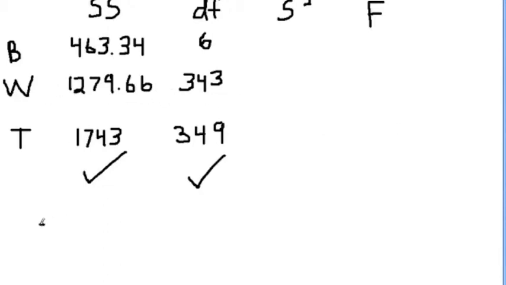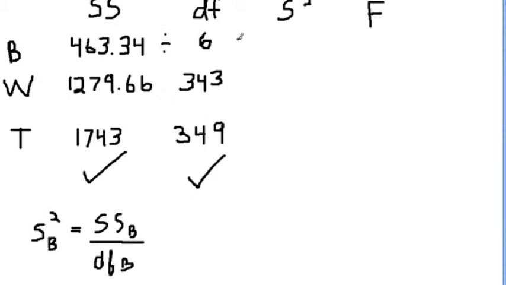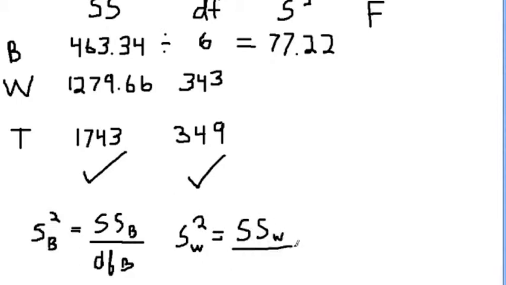So the formula for variance between is equal to the sums of squares between divided by degrees of freedom between. So we just divide straight across. 463.34 divided by 6 equals 77.22. And the same thing goes for the variance within. It equals the sums of squares within divided by the degrees of freedom within. So straight across, that's going to be 1279.66 divided by 343 equals 3.73.